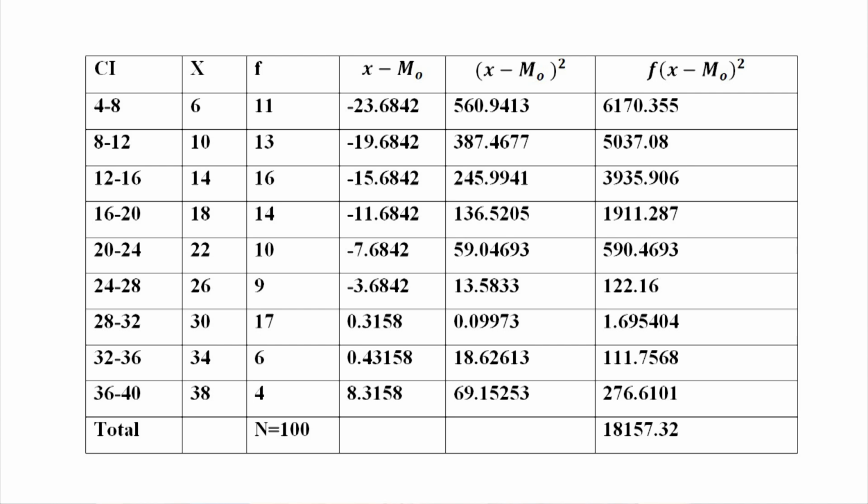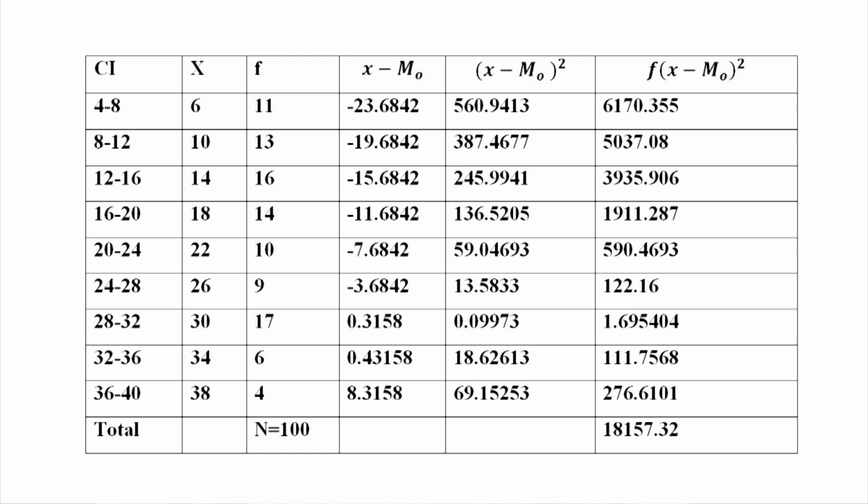560.9413, 387.4677, 245.9941, 136.5205, 59.04693, 13.5833, 0.09973, 18.6262, 69.1525, which are entered in column 5.